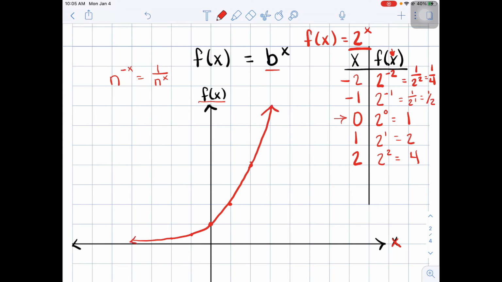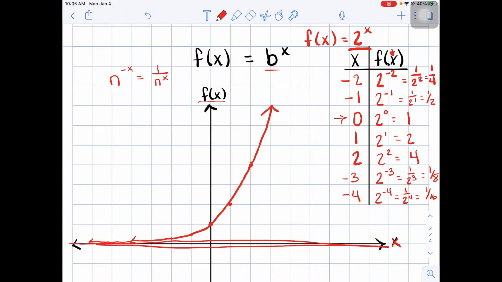Now, there's some vocabulary we have to know. If we continue on with negative numbers for our x's, let's say we did -3, -4, notice that these got us fractions. So 2 to the -3 is 1 over 2 to the 3, which is 1/8. And 2 to the -4 is 1 over 2 to the 4th, which is 1/16. We can continue on and on, and it gets closer and closer to this 0, this line here, but it will never cross it, with exponential functions in this format.